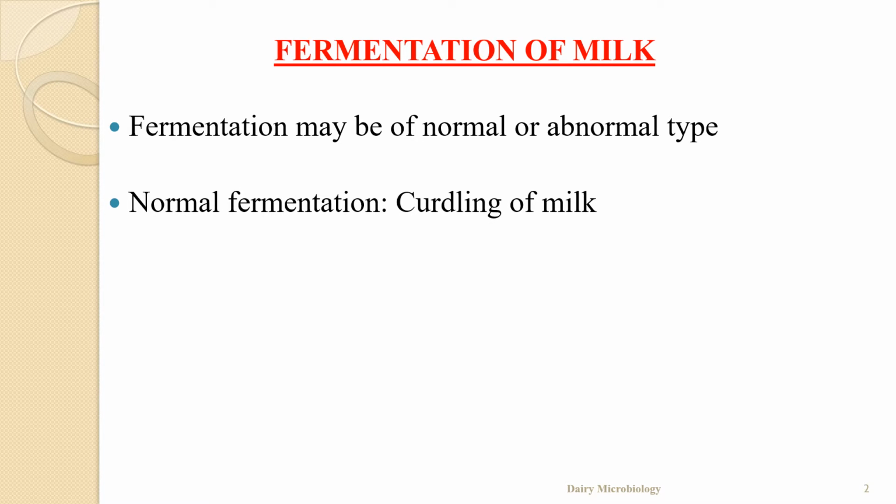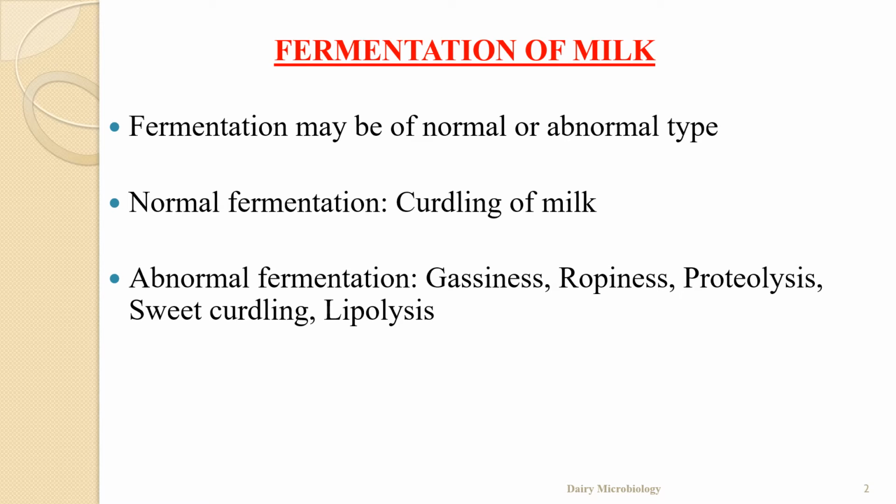For example, the lactic acid bacteria convert the lactose, that is the carbohydrate which is present in milk, into lactic acid. Due to the production of lactic acid, the pH of milk is reduced, which results in the precipitation of proteins, that is casein, which is called curdling of milk. So curdling of milk occurs due to lactic acid production, which is an example of a normal fermentation.